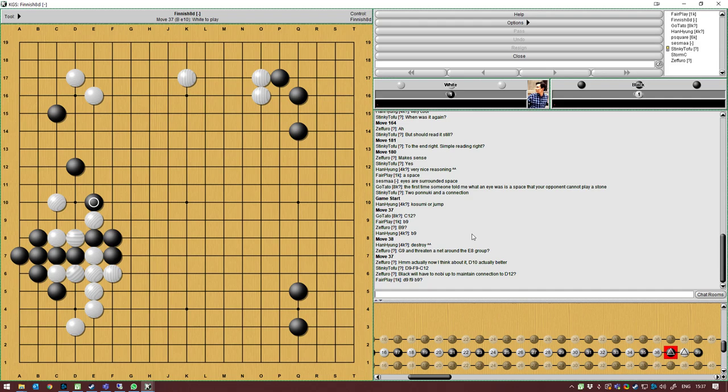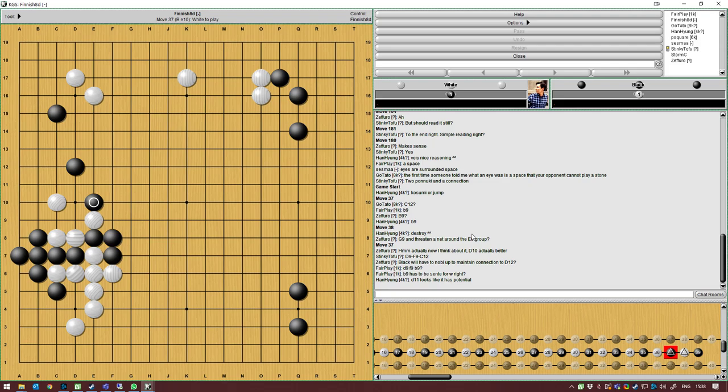Kind of. It depends on what you're going to play. Yeah, Black does need to maintain his connection. He cannot let you escape. Okay, I guess this one is harder.